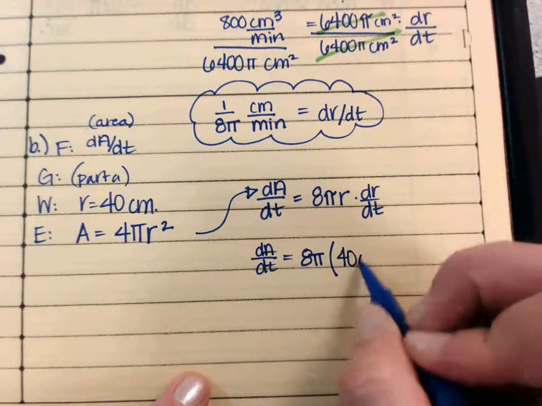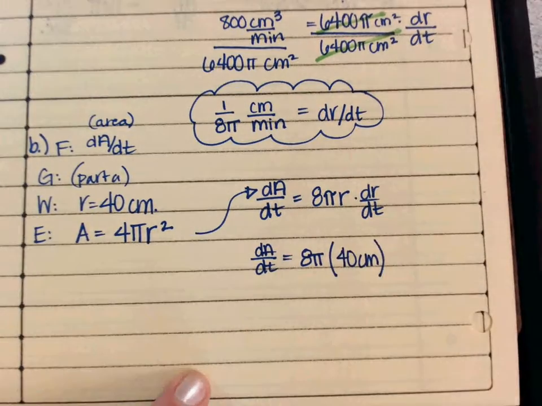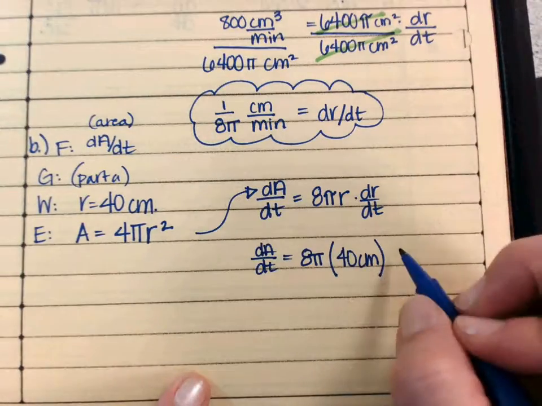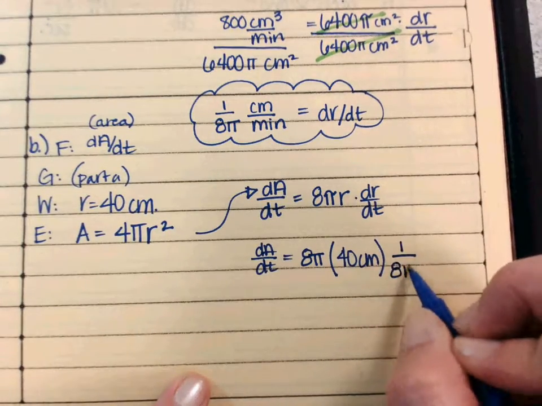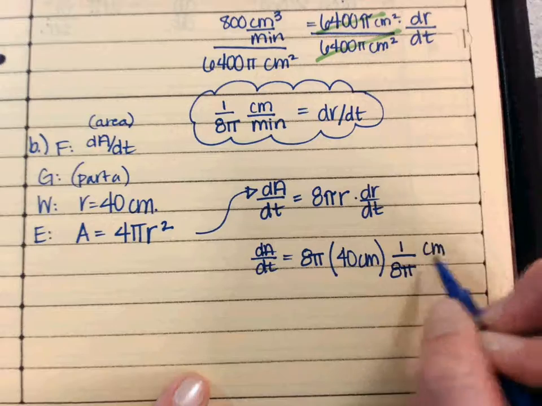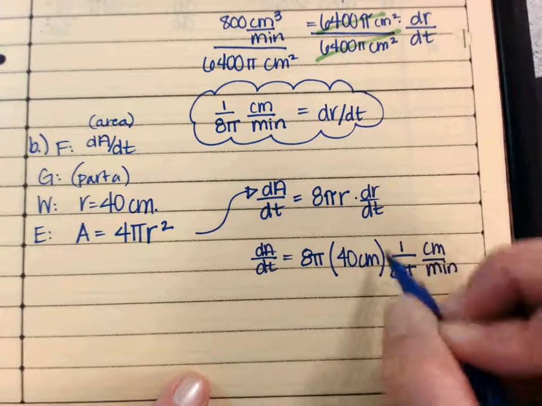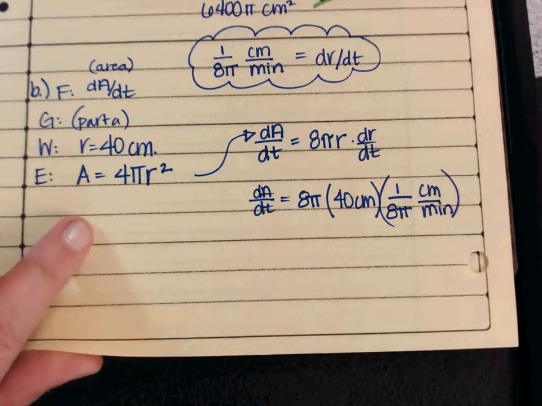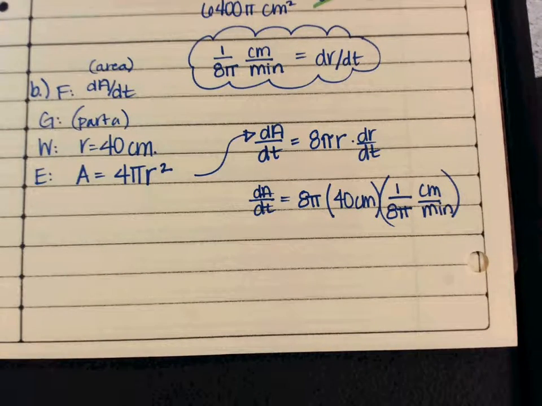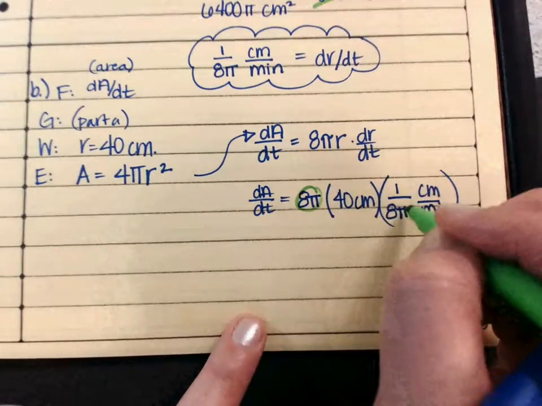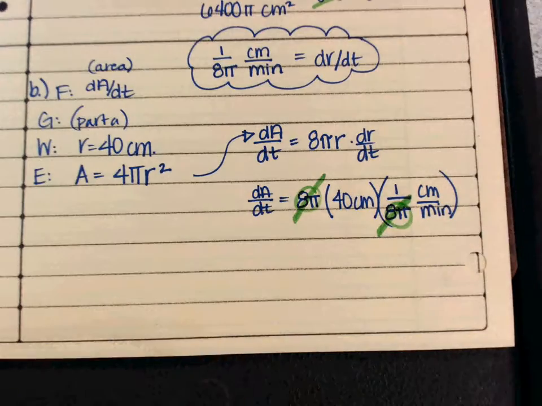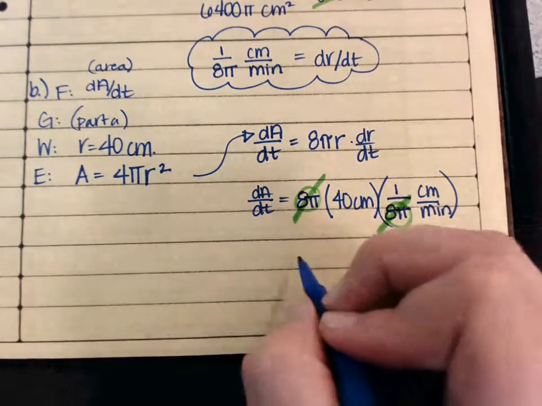40 centimeters. And then what is my dr/dt? I found it in the previous question. 1 over 8 pi centimeters per minute. Okay, now let's think about our number here for a second. I have 8 pi times a 1 over 8 pi. What's going to happen here and here? Cancel out. Then really I just have 40 left as my answer.